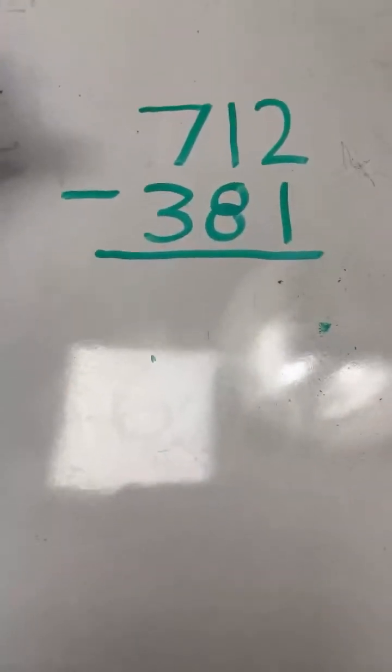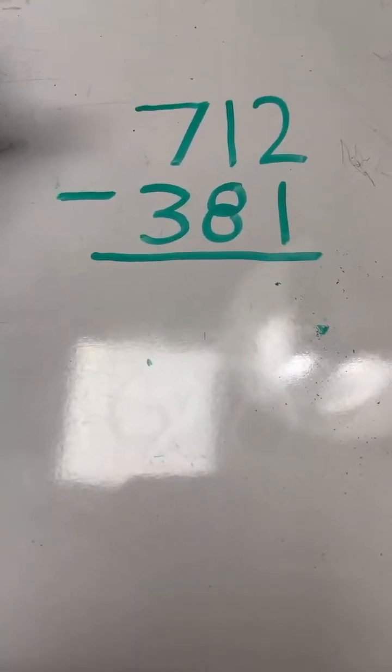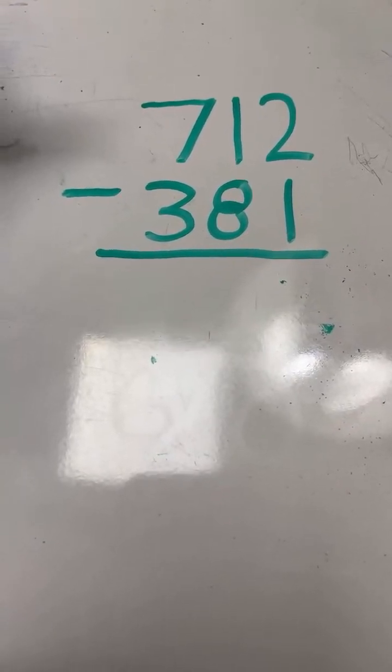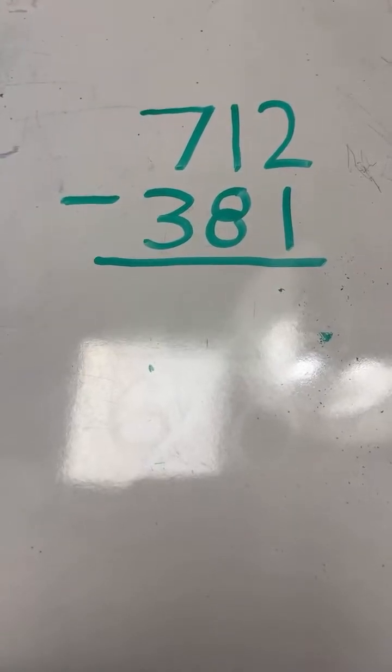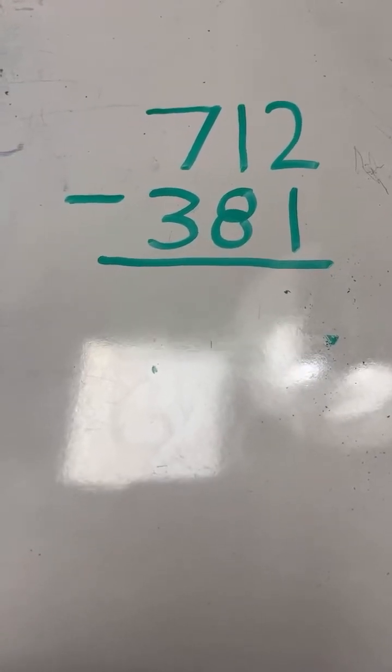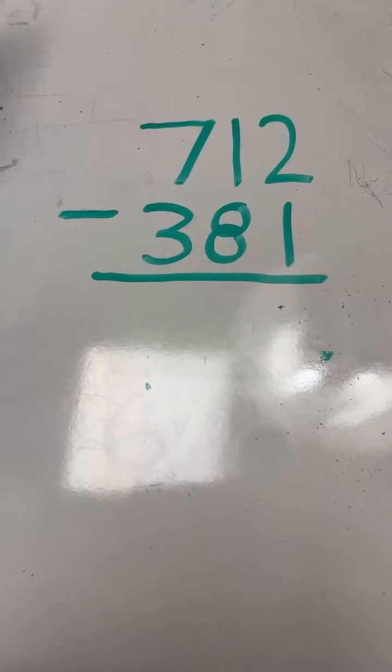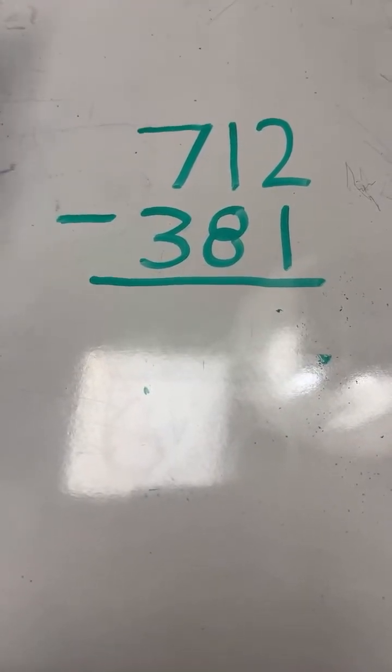So we have 712 minus 381. Step 1, we see if regrouping is needed. Always check to see whether or not regrouping is needed. Even if you don't think regrouping is needed, it's always good to double check. Because if you need to regroup and you forget to regroup, it will throw off the whole problem.